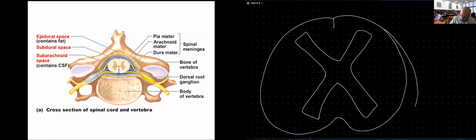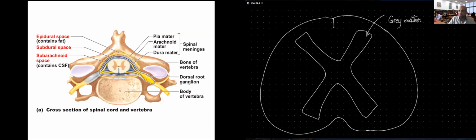So again, what we're looking at is the transverse section of the spinal cord, the H-shaped part at the center of the spinal cord. This is my gray matter. And if you remember what is forming gray matter in your central nervous system, gray matter is formed by cell bodies and unmyelinated nerve fibers. Outside, we've got the white matter. And if you remember, when we mentioned the white matter, we said that it's formed by myelinated nerve fibers.